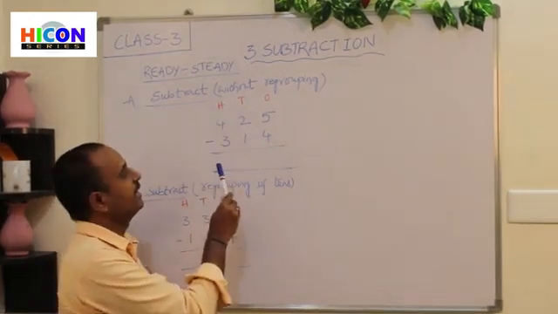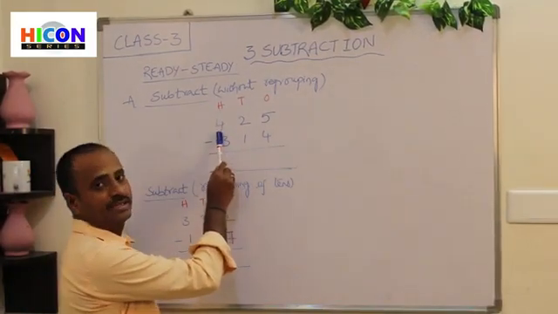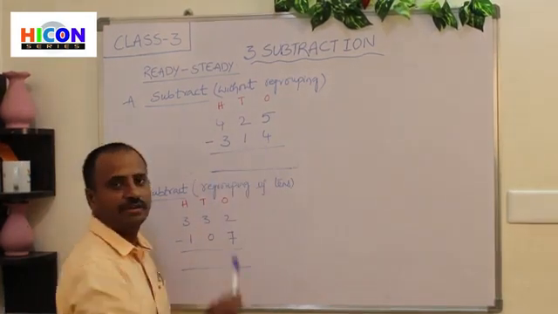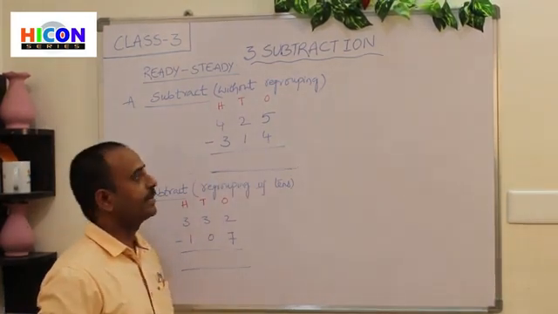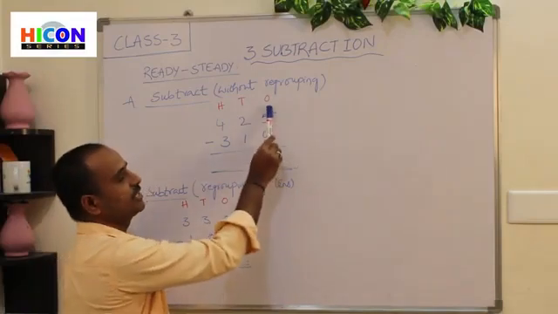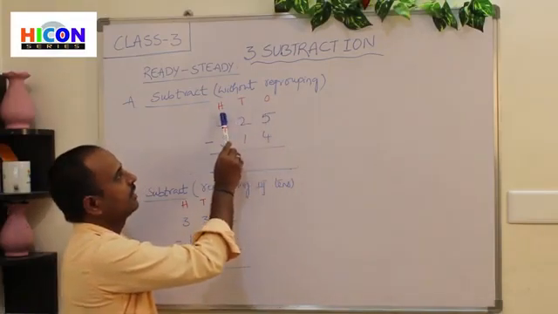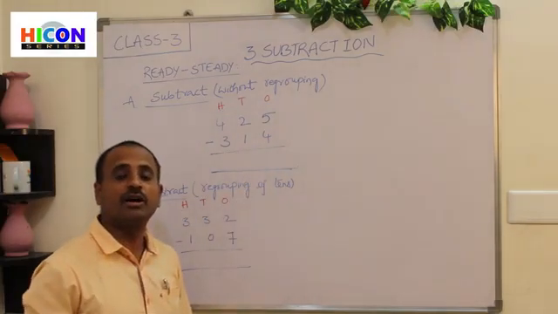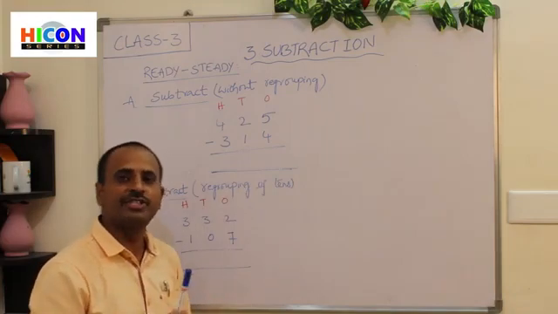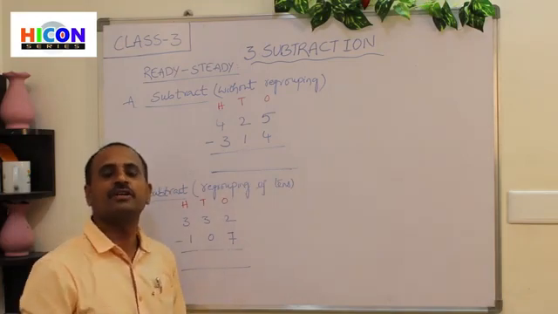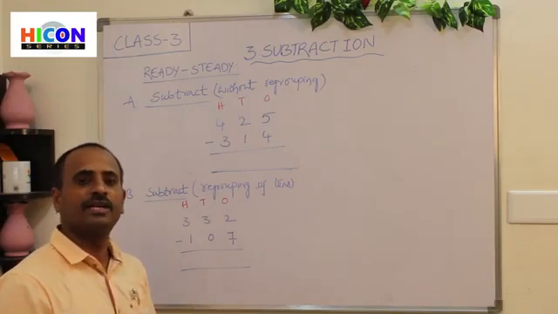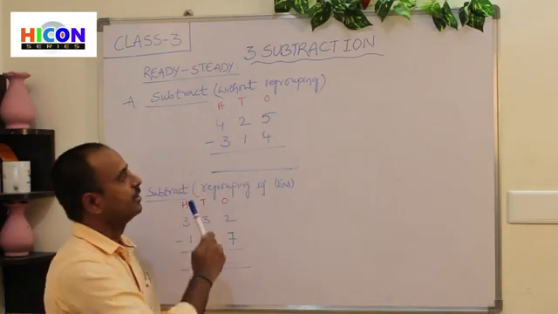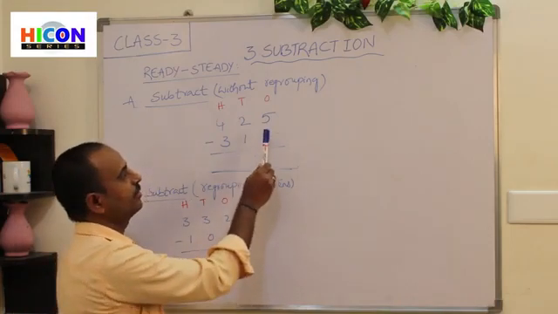In this problem they have given two numbers. The first number is 425. The second number is 314. Now start subtraction from the ones place. This is the ones place, tens place, hundreds place. We always have to start from the ones place, that is from the right side, while doing addition or subtraction.